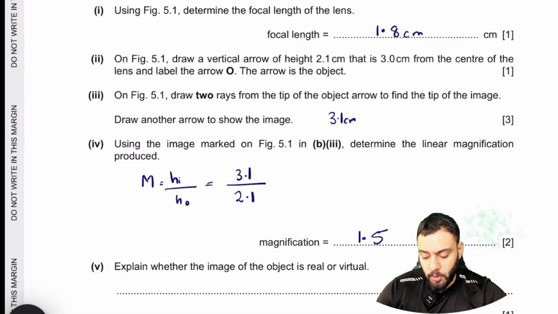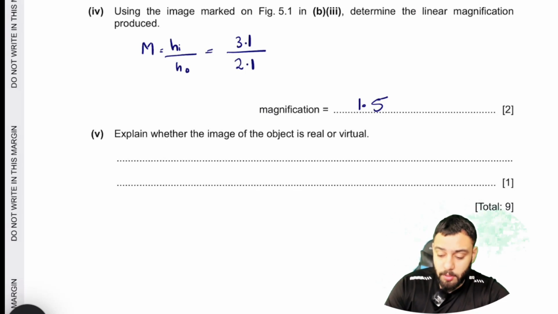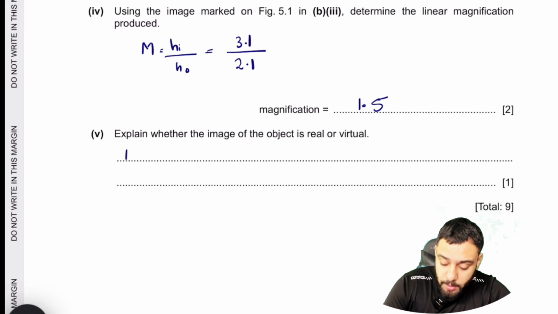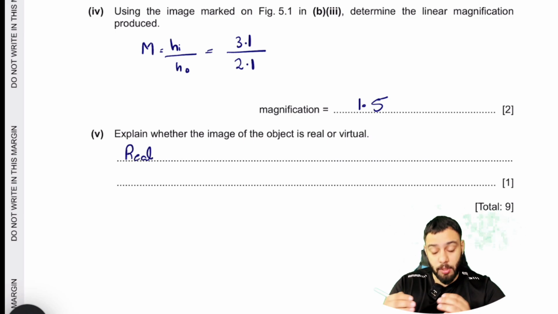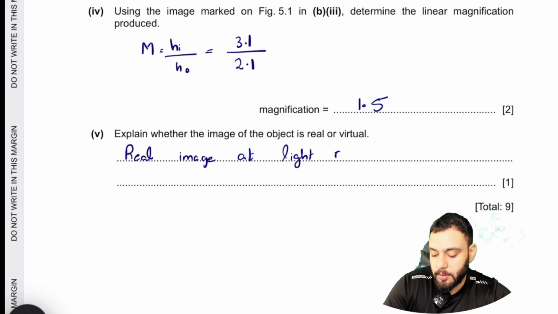Explain whether the image of the object is real or virtual. So for any case scenario like this, the image is going to be real. It's a real image because light rays are actually meeting. Real image as light rays are meeting, or you can say converging at a point.